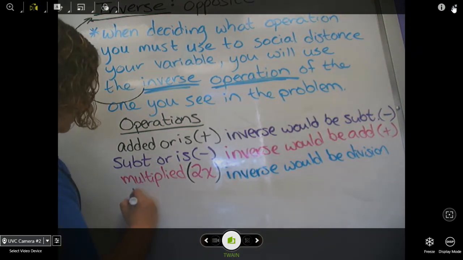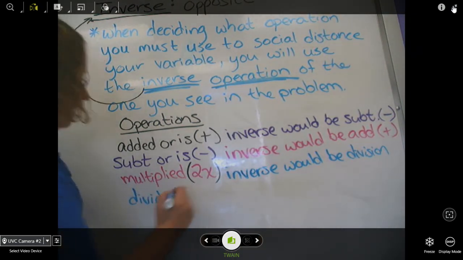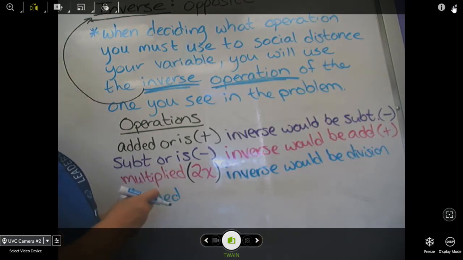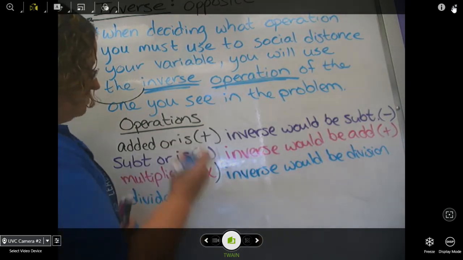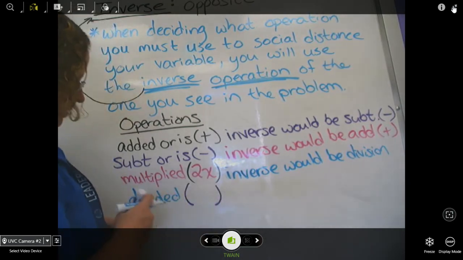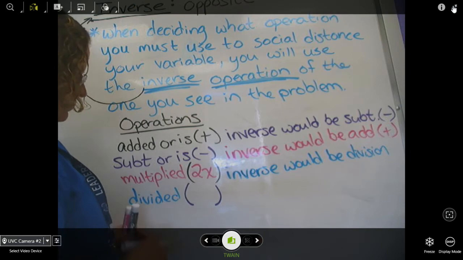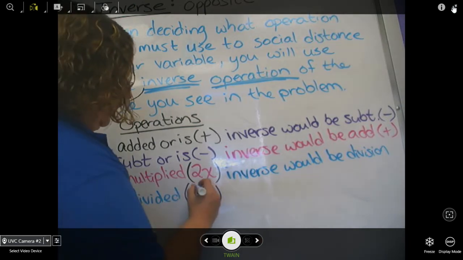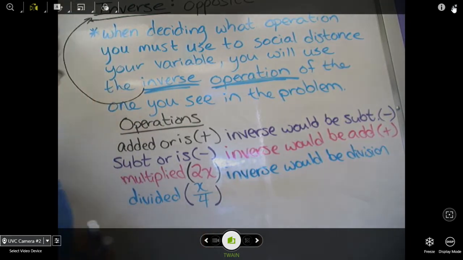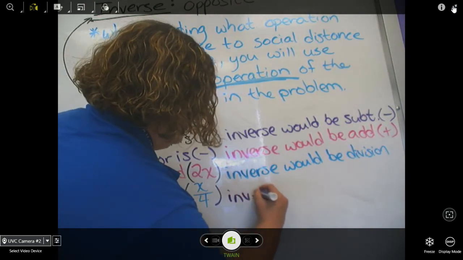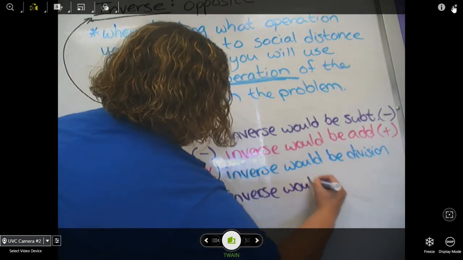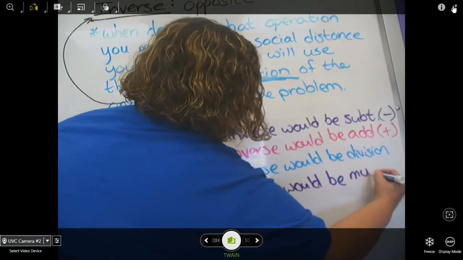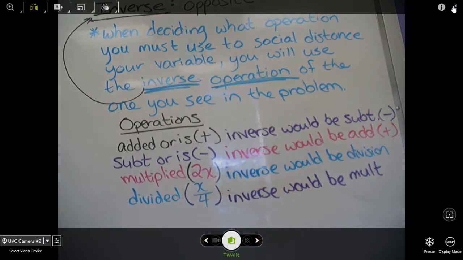And then if something is being divided, it's going to look something like x over 4. That's how they're going to show it. It's going to be in a fraction form. So if something's being divided, then the inverse would be multiplication.